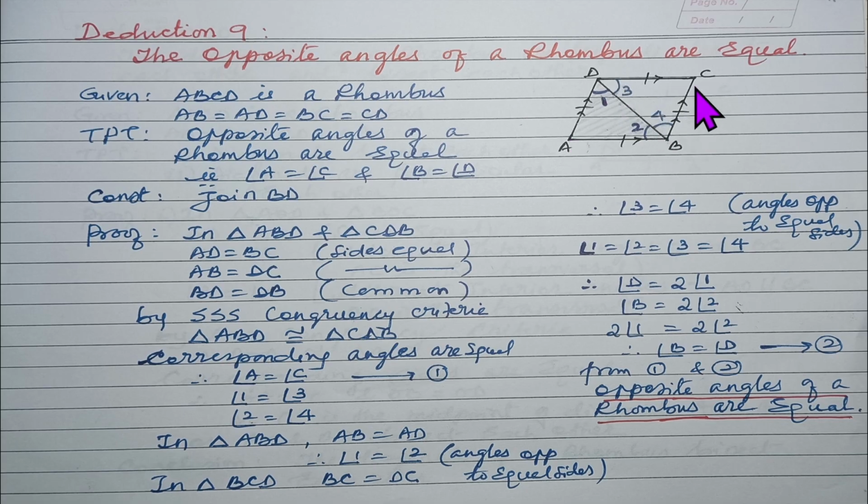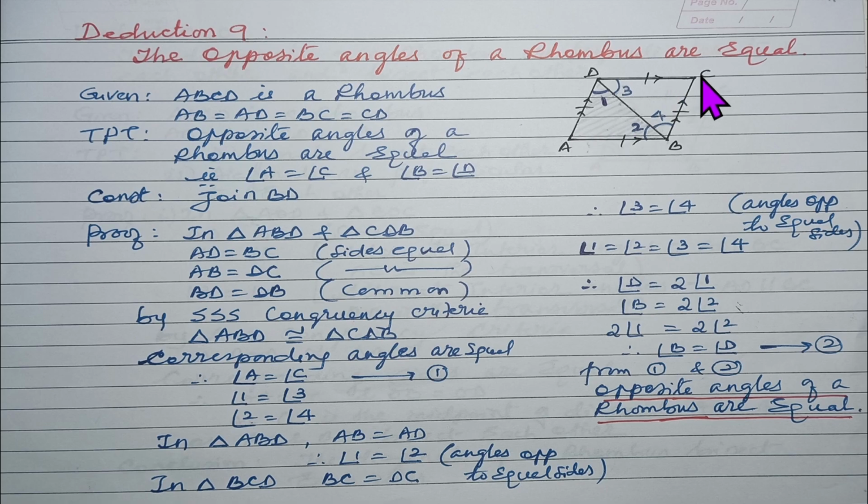If the two triangles are congruent, the corresponding angles will be equal. Therefore angle A is equal to angle C. So try to remember that. Now the two sides are equal here, therefore angle 1 is equal to angle 2. And the two sides are equal here, therefore angle 3 is equal to angle 4. Rather, all the four sides are equal, therefore angle 1 is equal to angle 3, angle 2 is equal to angle 4. Therefore when I add angle 1 plus angle 3 and angle 2 plus angle 4, both the angles will be equal, or angle B is equal to angle D. So try to remember that. So that is how we can prove that in a rhombus all the opposite angles are equal.